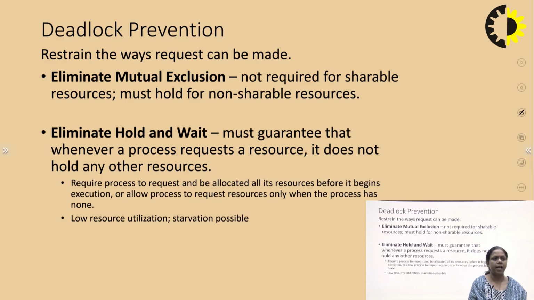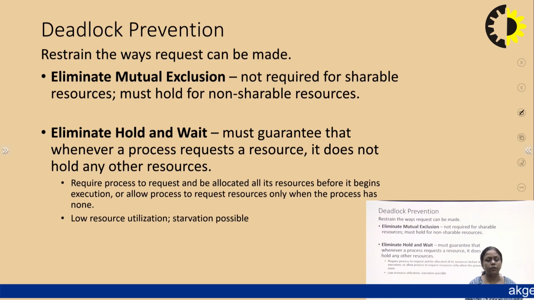For example, the first one is to eliminate mutual exclusion. So, we will now have shareable resources also. In the case of deadlock, we don't have any shareable resources. Eliminate the hold and wait condition. We must guarantee that whenever a process requests a resource, it does not hold any other resources. So, no process can hold and wait. If it wants to request another resource, it should not hold any other resources. It has to release all the resources previously, then it can demand another resource. This is known as the elimination of the hold and wait condition.